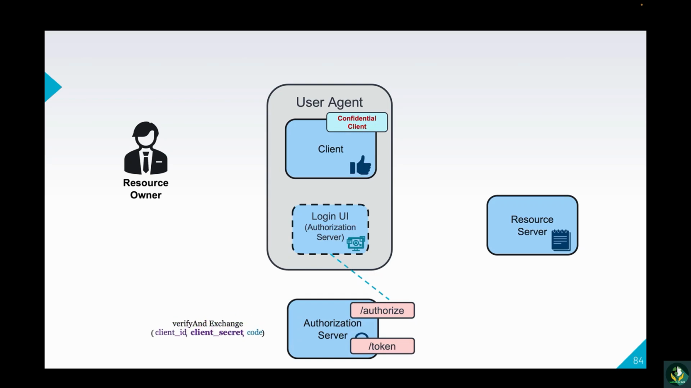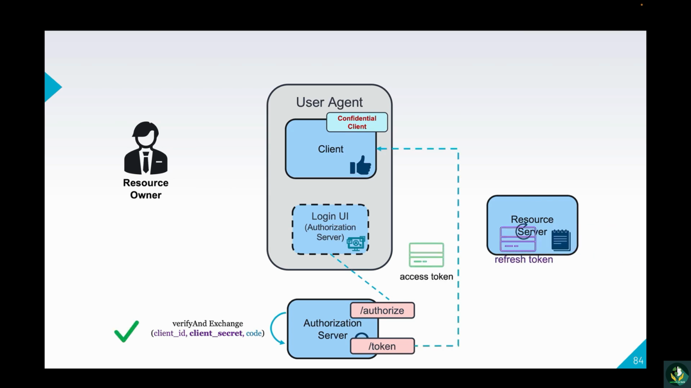After sending the request, the authorization server verifies the client ID, client secret, and the authorization code. If everything checks out, the authorization server exchanges the code for an access token, and possibly a refresh token as well, depending on the server configuration.